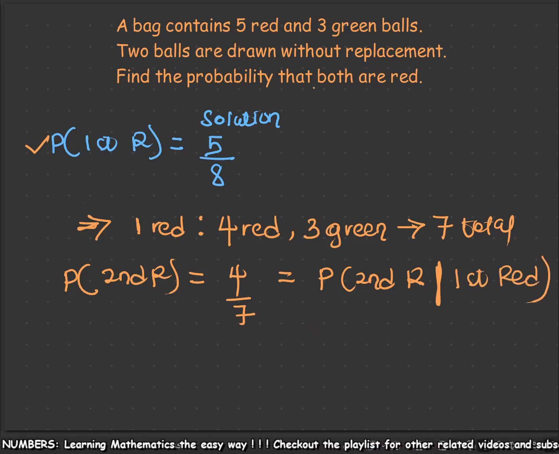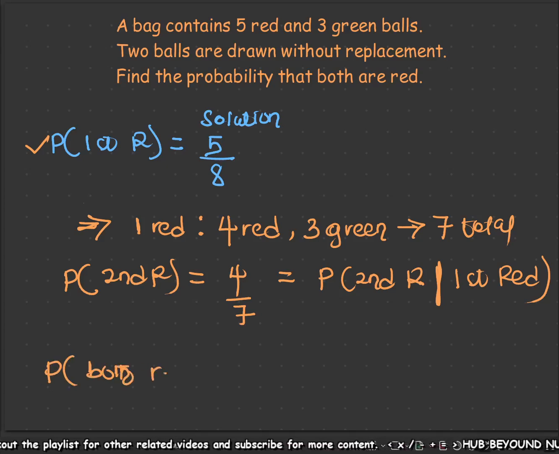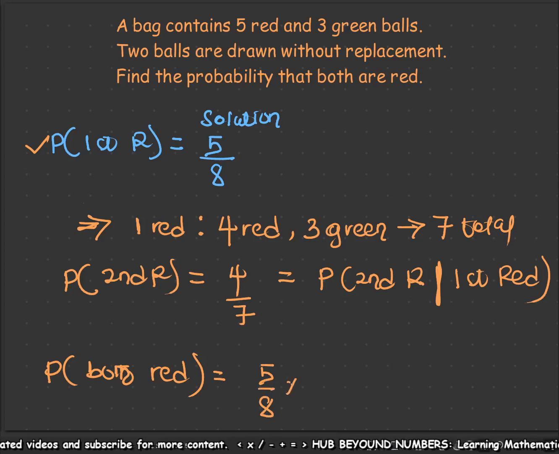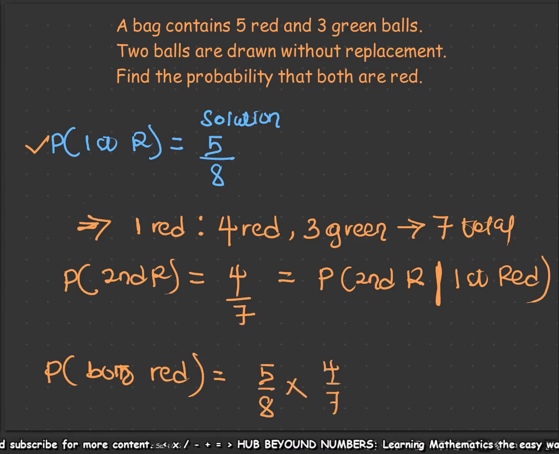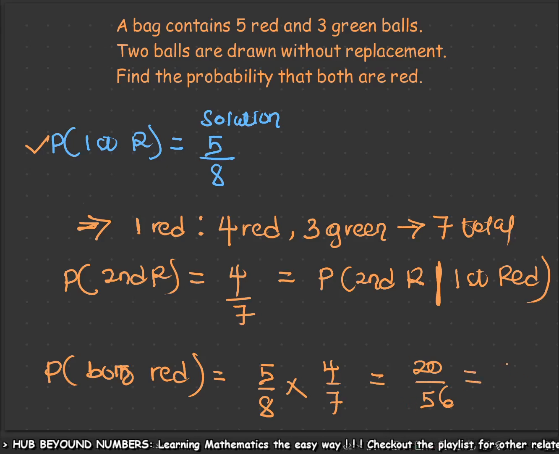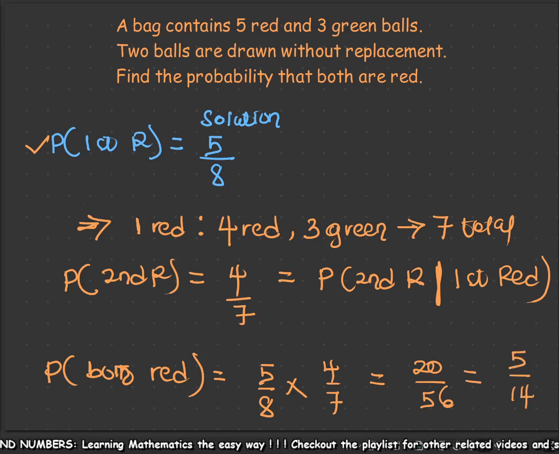Now, the question says you should find the probability that both are red. So all we need to do is to multiply this first red by this second red, right? So the probability that both are red is then going to be equal to our 5 over 8 times your 4 over 7. And if we multiply that, that gives us 20 over 56. Upon further simplification, we have 5 over 14, right? Hence, the probability that both are red is 5 over 14.